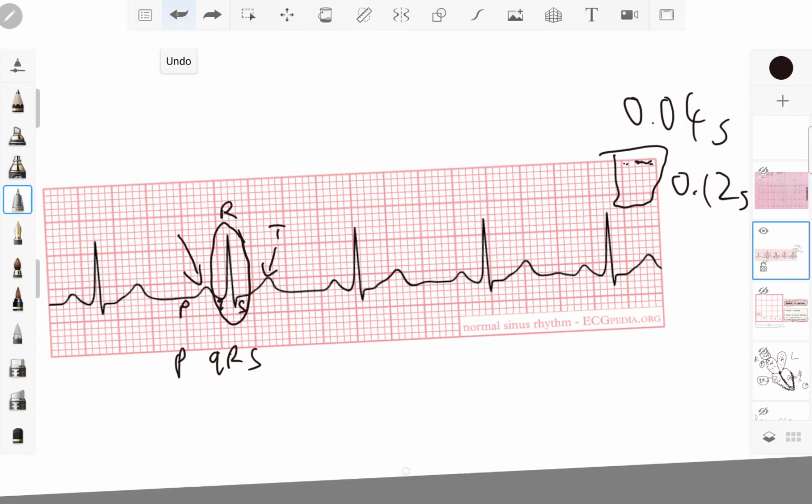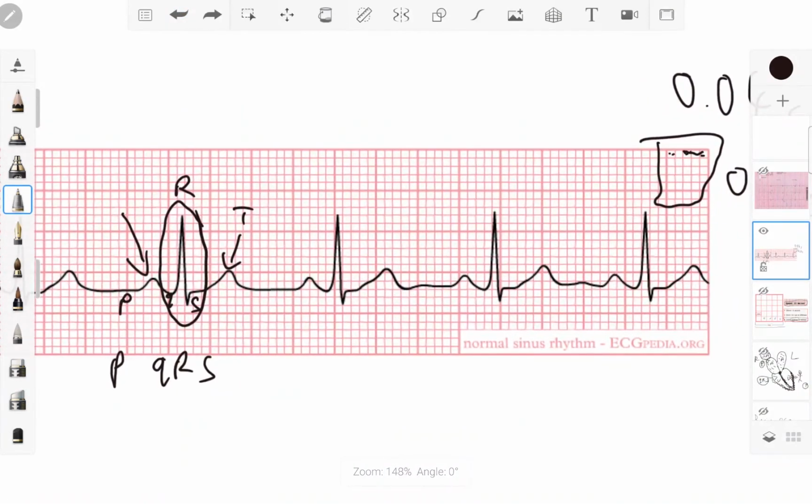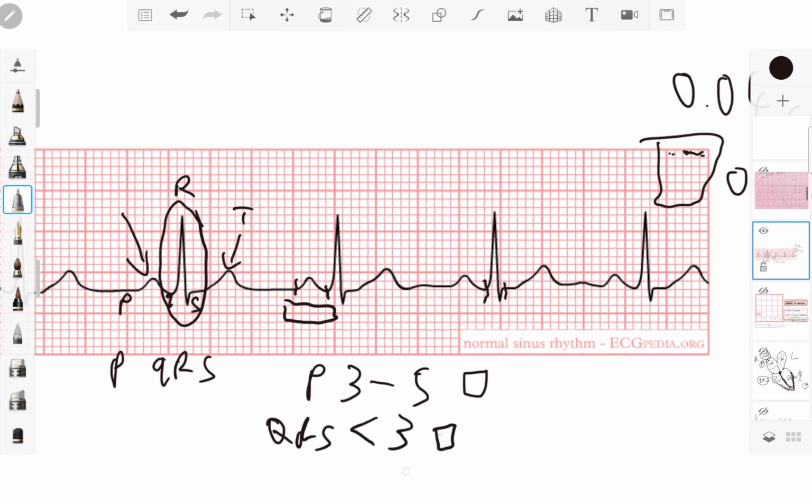So what's really important, let me just get rid of all this, is that now that we know what a normal ECG looks like, we need to know what an abnormal ECG looks like. So your P wave should take between 3 and 5 little tiny blocks. Between the start and the end it shouldn't be more than 5 little blocks, which it isn't, because remember, one big box is 5 small blocks, and therefore it is less than that. Then your QRS should not be more than 3 little blocks. So your QRS should be less than 3 tiny little blocks, which it is.